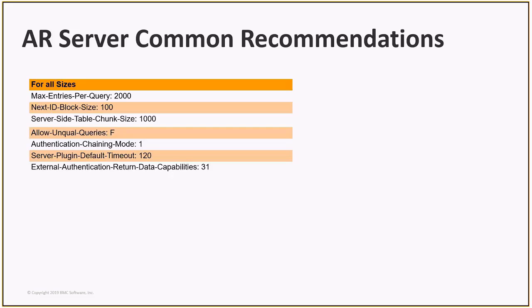The server-side table chunk size at 1,000 is for filter processing that steps through table fields. The chunk size keeps the memory use smaller, and if there are more than 1,000 records in the table field, then it would be multiple chunk filter processing. And again, that's just to help reduce the amount of memory used. Allow unqualified queries: we generally want to set that to false. We don't want users just running unqualified queries to get all of the data at the same time.